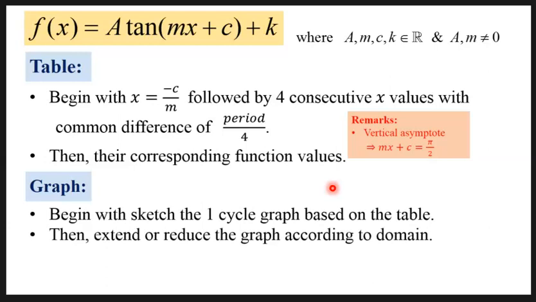Anyway, later please be aware that the table for graph sketching will be slightly different from what we have for the case of sine and cosine. So next we will go on with the example.